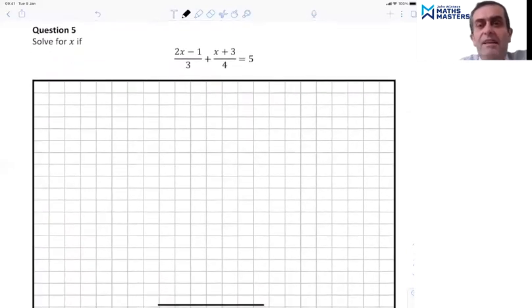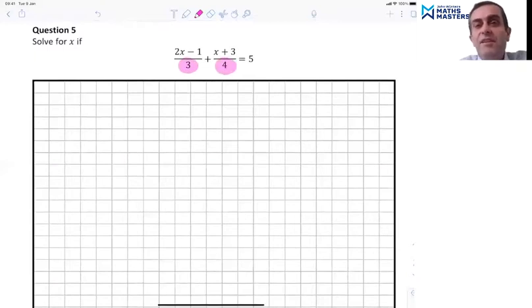Okay, now question 5. At the beginning of the class today, we started talking about fractions and least common multiples and about how to add fractions together. Now we're going to step it up a gear and we're going to solve an equation that involves fractions. So when I see an equation that involves fractions like this one here, first thing I do is I look at the denominators.